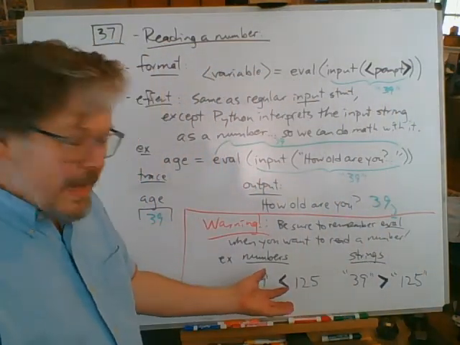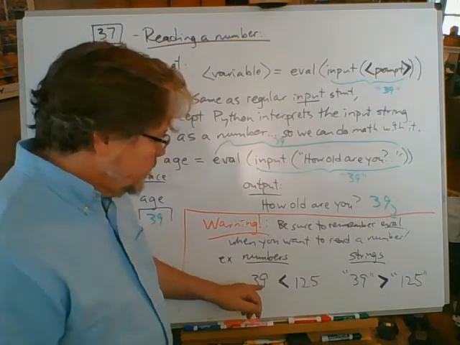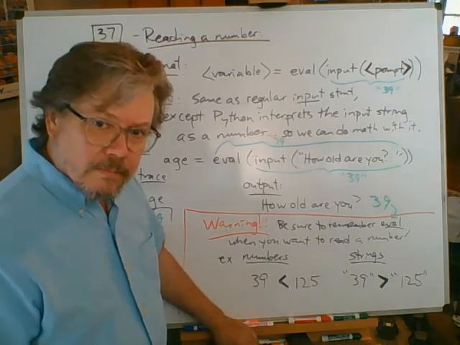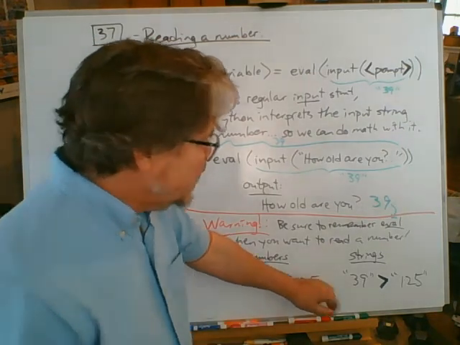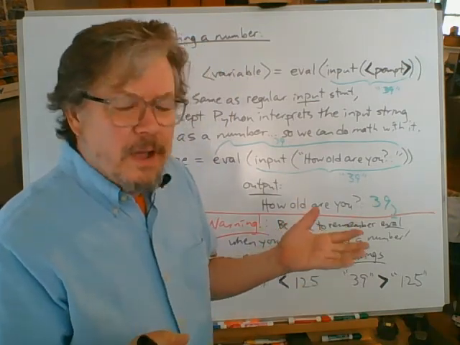What is this fresh madness here? Well, of course, 2's complement, 39 as a positive integer is less than positive integer 125. But string 39 is greater than string 125 because when you compare strings, it does it like comparing alphabetically.